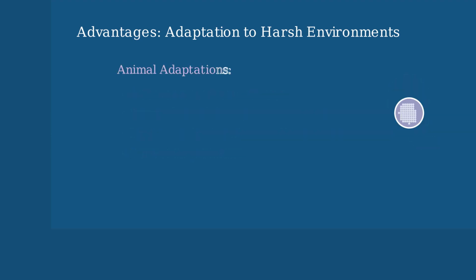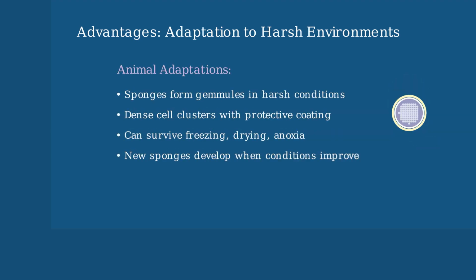Animals also employ asexual strategies in harsh environments. Sponges form gemmules, which are dense cell clusters with protective coatings. These gemmules can survive freezing, drying, and oxygen deprivation, allowing sponges to regenerate when conditions improve.